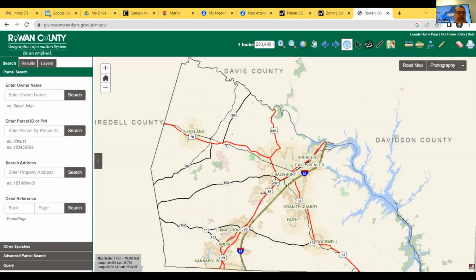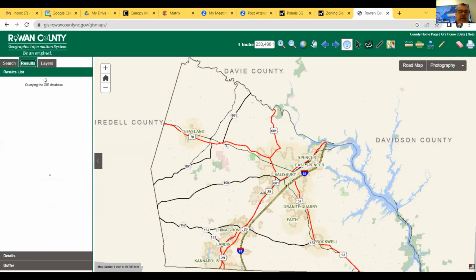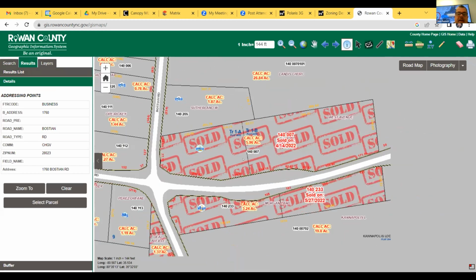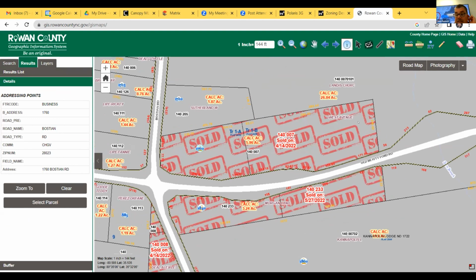This is where you find out your information for Rowan County. I think Stanley County uses the same software. I believe Davie County does, and I'm not sure about any other surrounding counties. Maybe Iredell does as well. I'm going to look up a property I have that we're building on right now. So this is Rowan County jurisdiction. This is the parcel. If you see the big blob here that says sold on it, that's a parcel that I've actually owned.